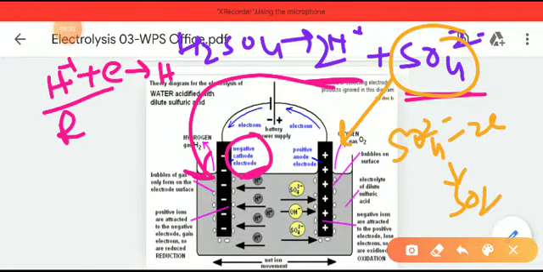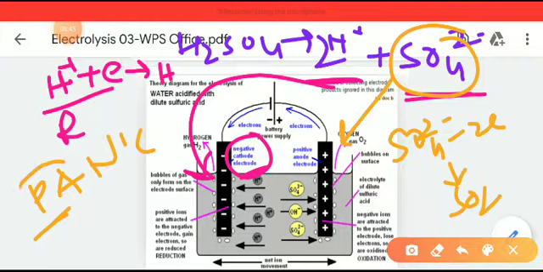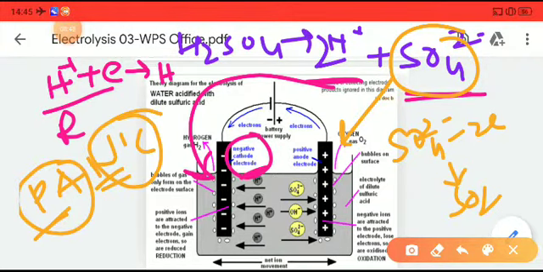Okay, so remember one thing, that is PANIC: positive is anode and negative is cathode. So as the anode is positive, the negative charged particles, that is the anions, will go to the anode, and as the cathode is negative, the positive charged particles, that is the cations, will go to the cathode. And by doing oxidation and reduction, the cations and anions will be neutralized, giving a solid or neutral element.